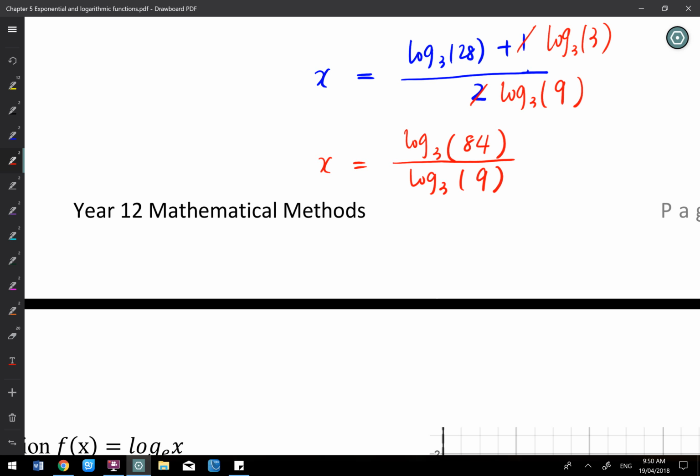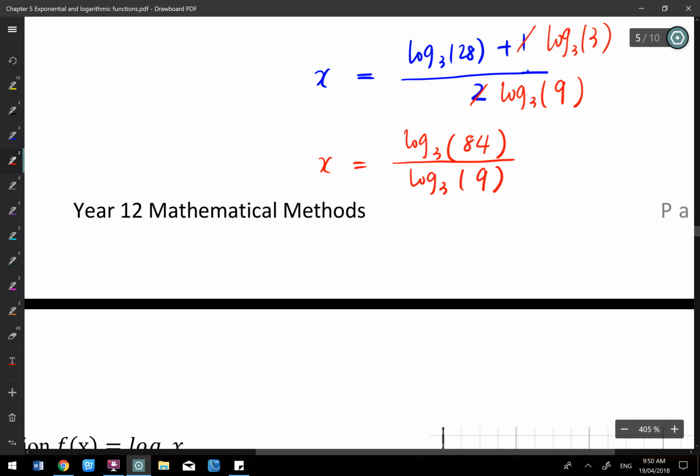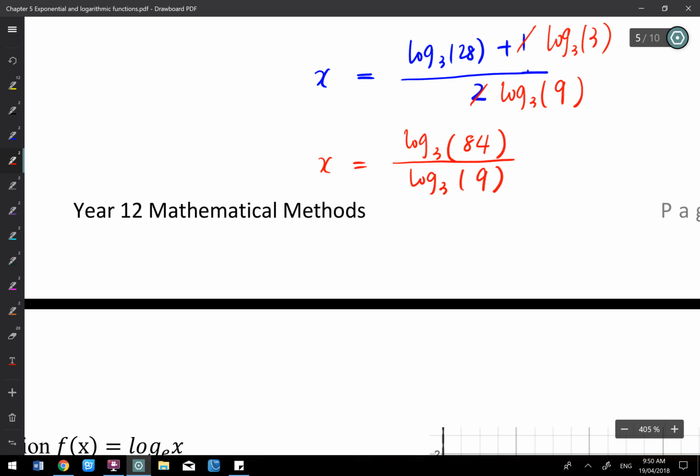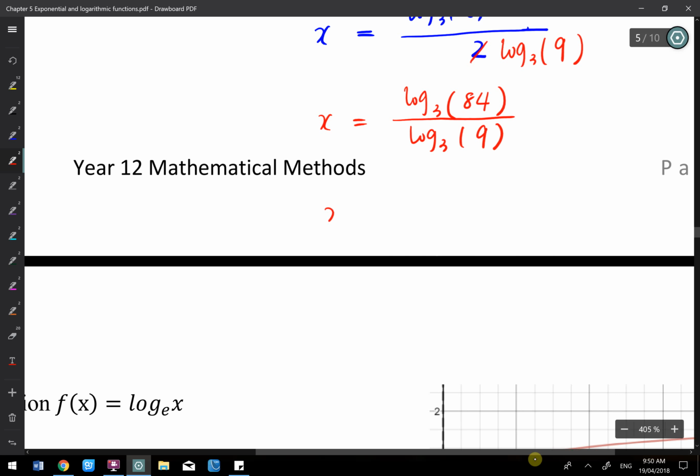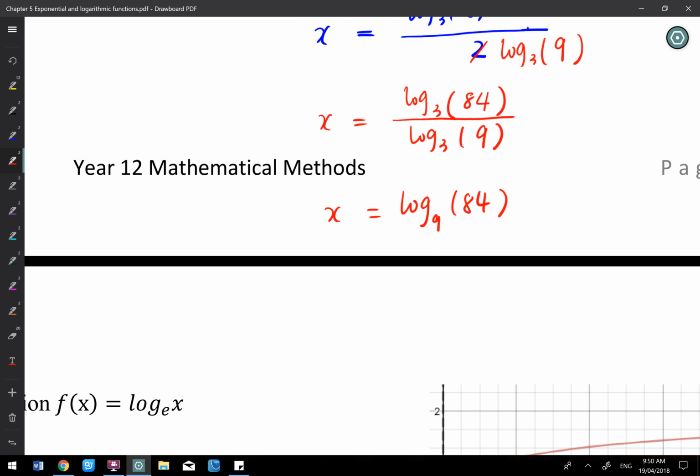Okay, can you see we can't divide 84 and 9? That's a wrong way to use the formula. It's only when you subtract outside that you can divide inside. But what we can do here is make it become log base 9 of 84. I use the change of base formula reversely.